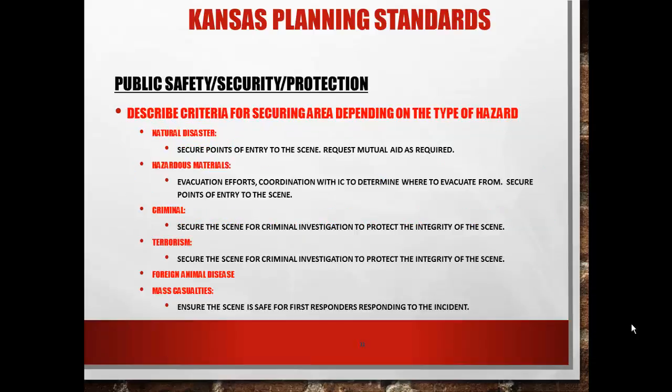The next section is public safety, security, and protection. Describe the criteria for securing areas depending on the type of hazard. So each hazard that is listed here, you need to list how and who the law enforcement agency in your county is that is going to take care of each one of these hazards.